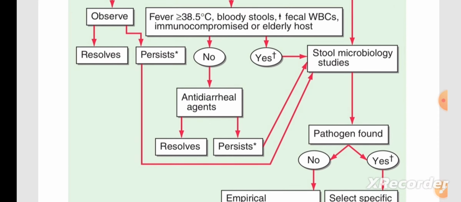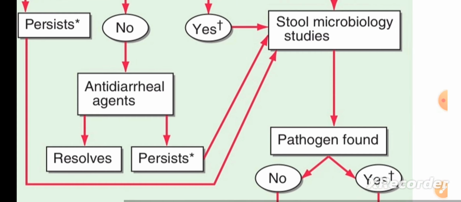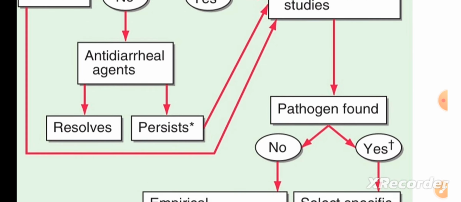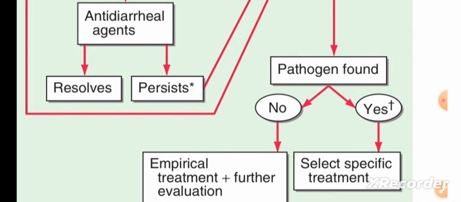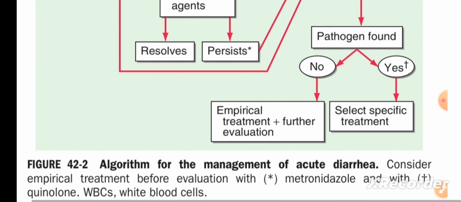If the patient does not have any of these, then we will start antidiarrheal agents. If even after starting antidiarrheal agents the symptoms still persist, then we again go for stool microscopic studies. If the pathogen is found, we select the specific antibiotic targeting that pathogen. If the pathogen is not found, then we go with empirical treatment.